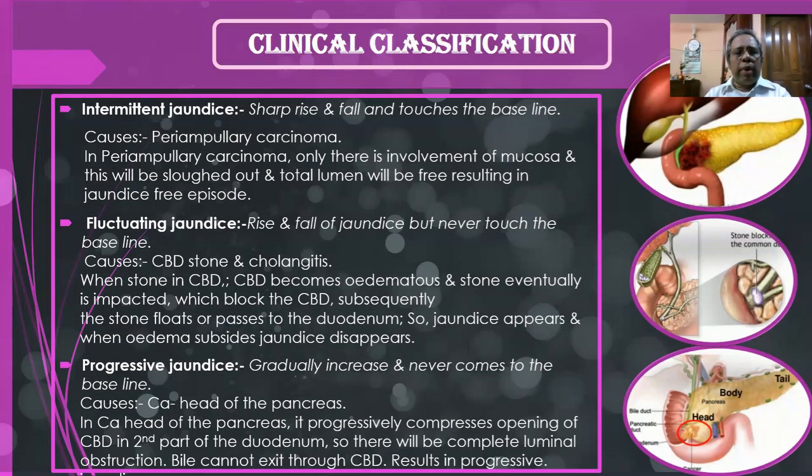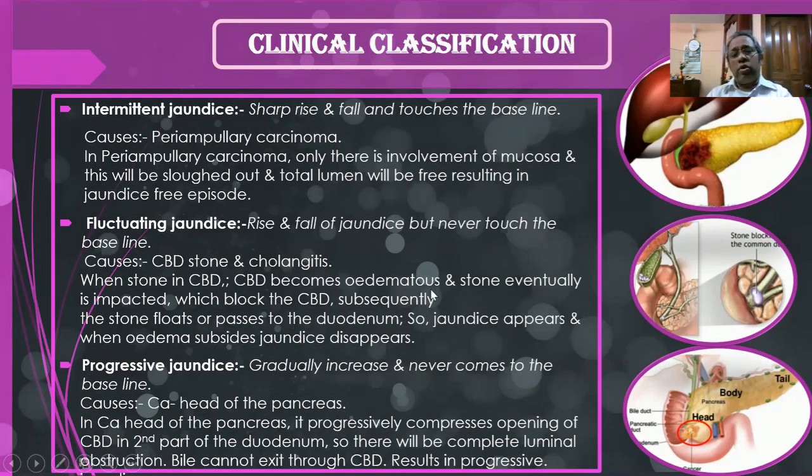When there is a stone in the common bile duct, the duct becomes edematous, and with cholangitis there is edema. The stone eventually is impacted, which blocks the CBD. Subsequently, the stone floats and passes to the duodenum. So the jaundice appears, and when the edema subsides, the jaundice disappears. Then a stone is impacted again, so again there is jaundice.